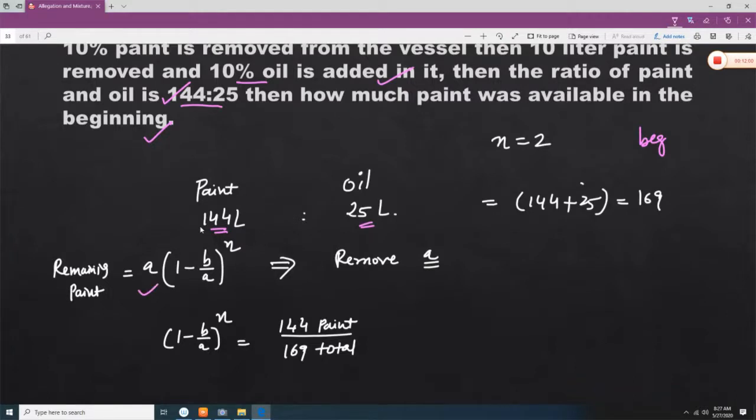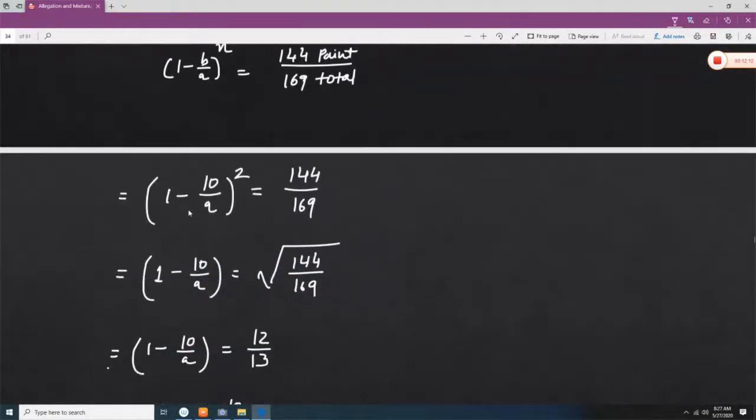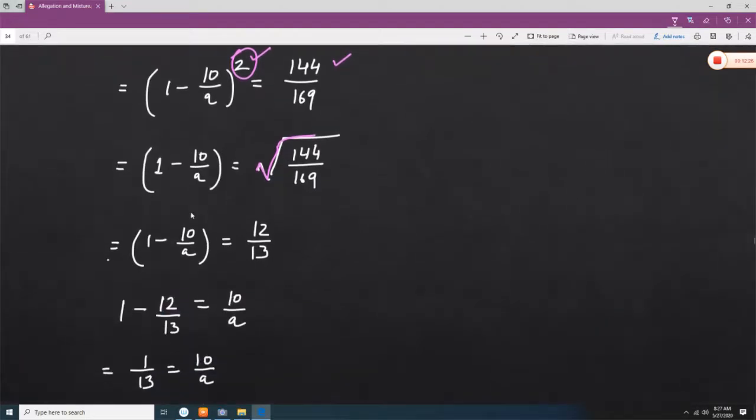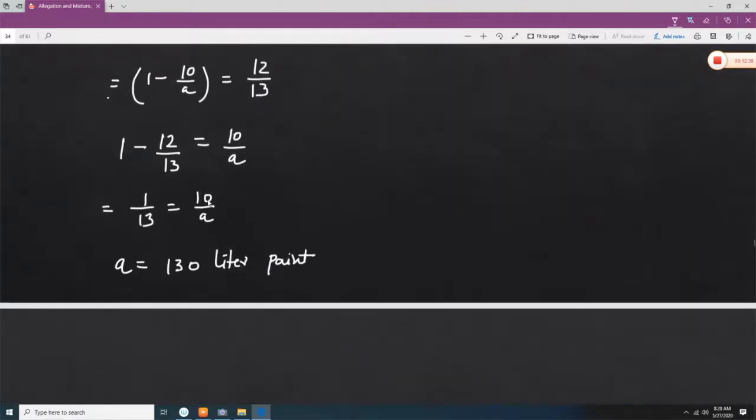So you have to write this equation, and in this kind of example where the ratio is already given, you have to find A. So (1 minus B over A) raised to n is equal to this ratio, and we are going to repeat this process 2 times, so raised to 2. Now if you want to remove the 2, you have to put this value under root. So it is under root of 144 over 169. 144 under root is actually 12. So 12 over 13 is the ratio. When we are simplifying, it is going to be A equal to 130 liters of paint in the beginning.